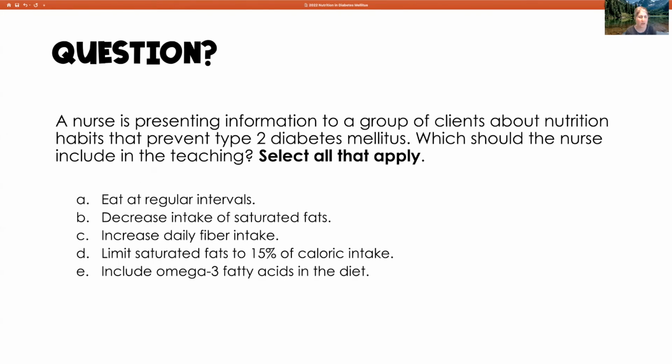Okay, next question. A nurse is presenting information to a group of clients about nutrition habits that prevent type 2 diabetes mellitus. Which should the nurse include in the teaching? And this is also a select all that apply.